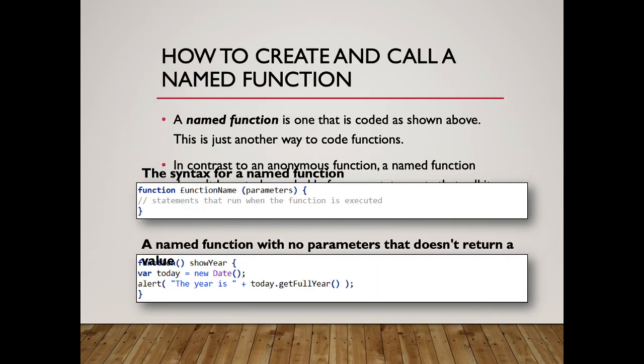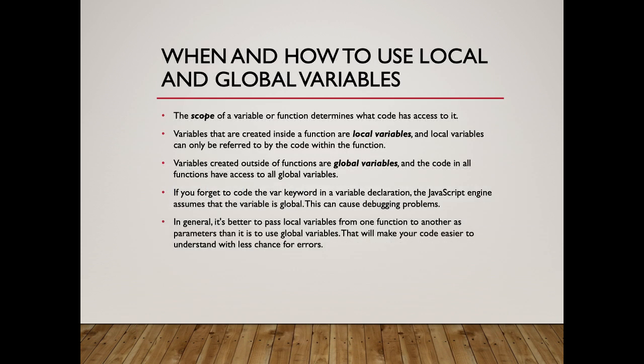Okay. So, where was I? So, when and how to call the local and global variables. The scope of a variable or function determines what code has access to it. So this is where if it's not in any sort of function, if it's just loosey-goosey in your JS file, it's most likely going to be in the global scope. When you declare a variable using the var keyword inside of a function, when that function ends, it no longer exists. However, if you have a function and a for loop, and you declared a variable inside that for loop, it still exists when you're inside of that function.